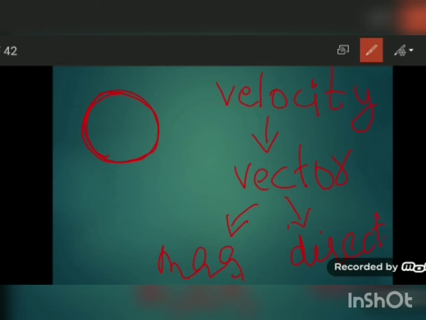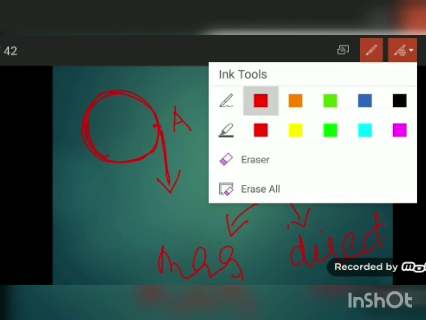Okay, now in circular motion you can see an object is moving constantly and the direction is represented by the line which is tangential to the circle. Suppose an object is at position A, then its direction of motion will be like this. Now let me explain this more clearly.